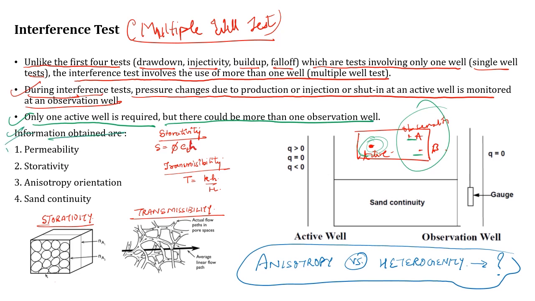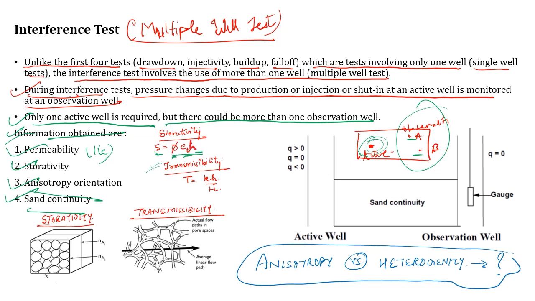Information obtained are permeability, and again, this is the effective permeability that I am talking about, storativity, anisotropy, orientation, and sand continuity. Now, coming to storativity, as we know, storativity S is equal to phi into Ct into h, where phi is my porosity, Ct is the compressibility of the fluid, and h is the height of the reservoir. As we know, storativity means how much fluid can be stored in a given pore volume, and it depends on porosity and total compressibility. All right.